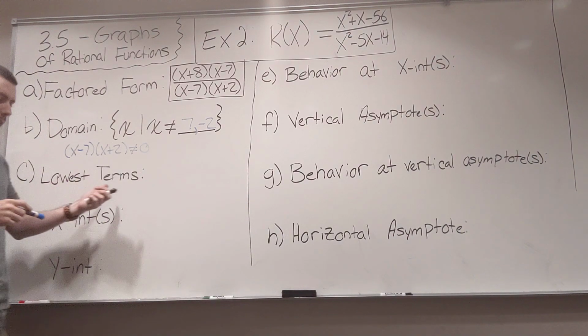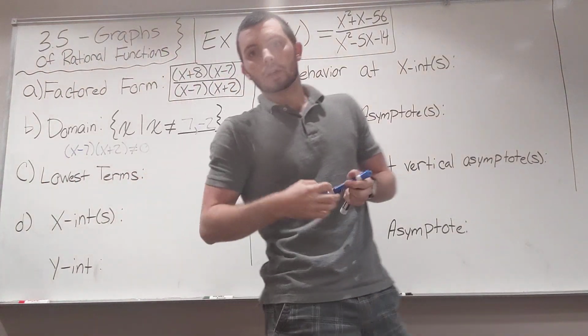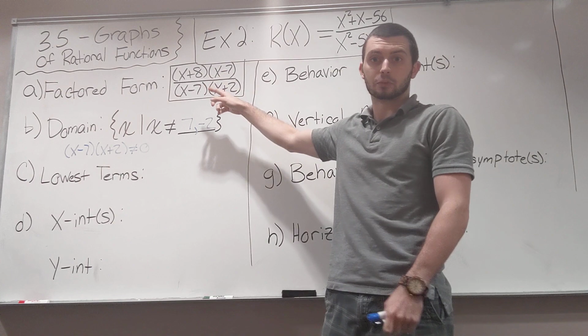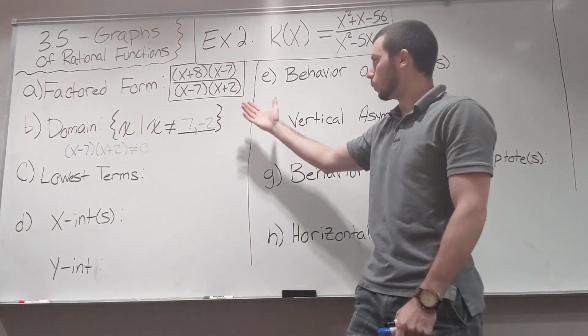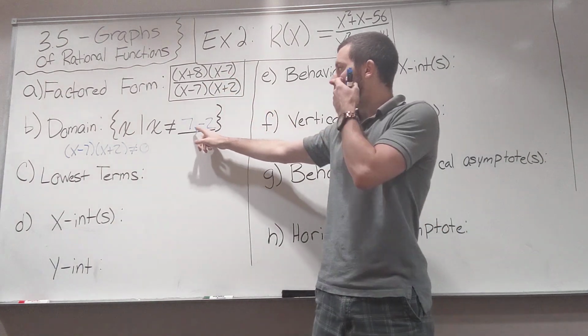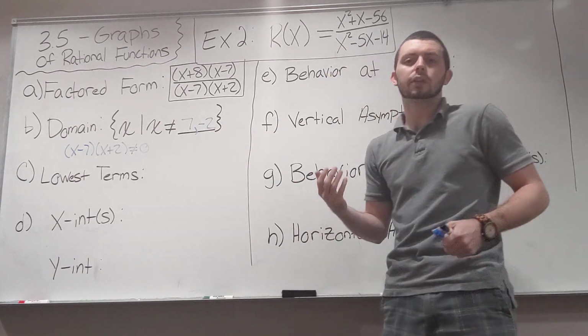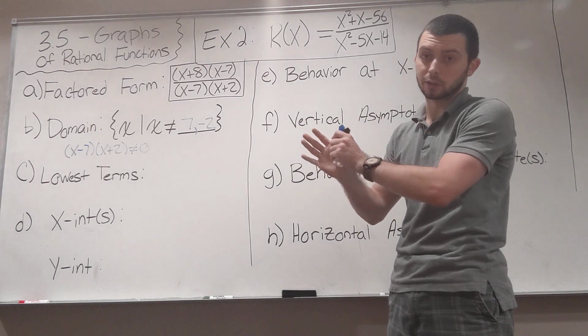So now when we get to lowest terms, if we would have canceled out the x minus 7s in the beginning, we would have never seen that 7 was a domain restriction. Just because it cancels out doesn't mean we get rid of it in terms of the domain.